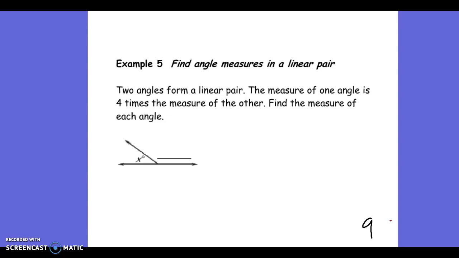So 2 angles form a linear pair. The measure of one angle is 4 times the measure of the other. Find the measure of each angle. Well, they told us the measure of this smaller angle is x degrees. The other one is 4 times as big. How do we write, using algebra, something is 4 times as big? Well, that's 4x degrees, right? If I want to put degrees, I've got to put it around the whole quantity. So x plus 4x adds up to 180 degrees.